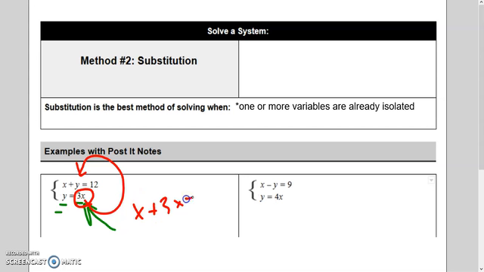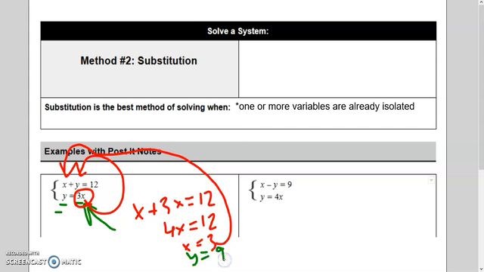x plus 3x equals 12, which is 4x equals 12, or x equals 3. And then now I take the 3 and plug it back in, maybe do the first one or the second, it doesn't really matter, and I get that y is equal to 9. So now I can write my solution for this system as (3, 9). And so that is essentially the method of substitution.